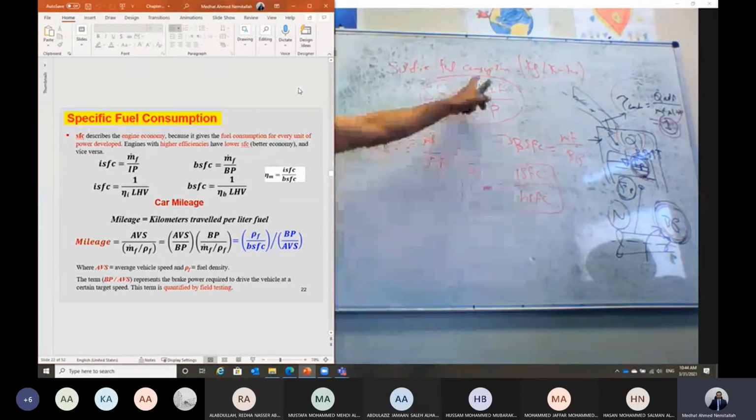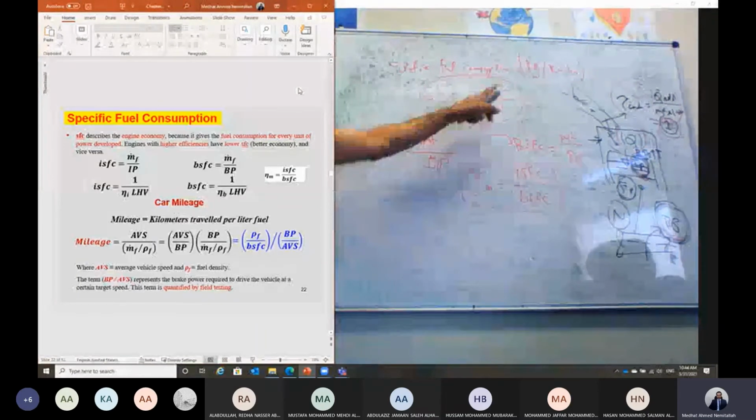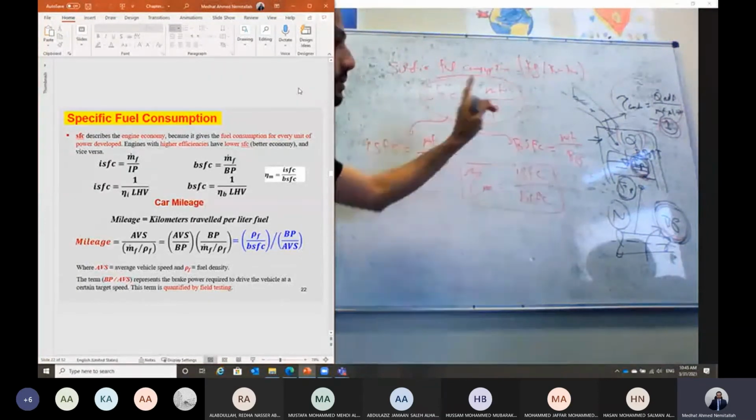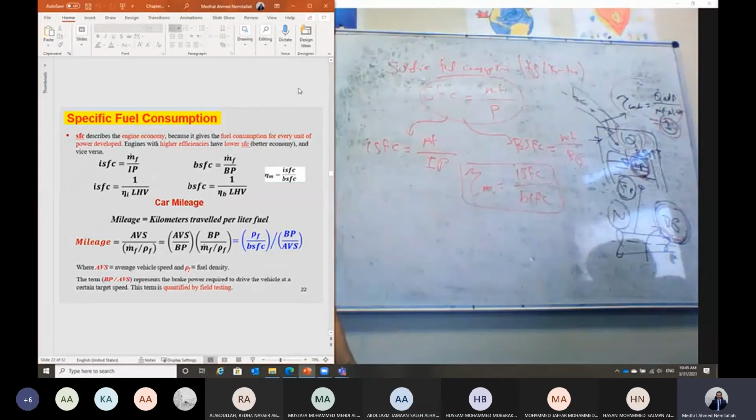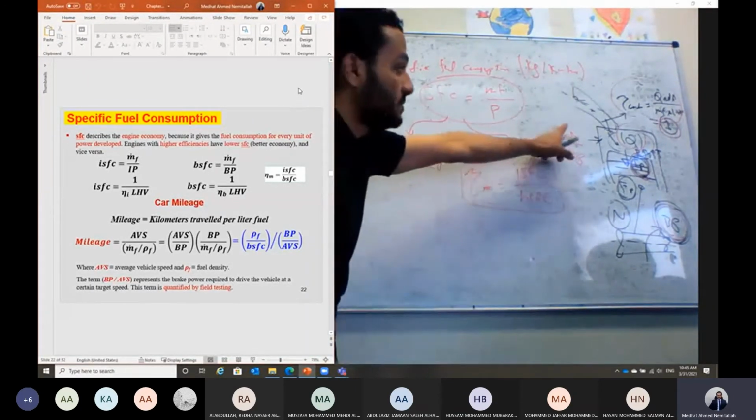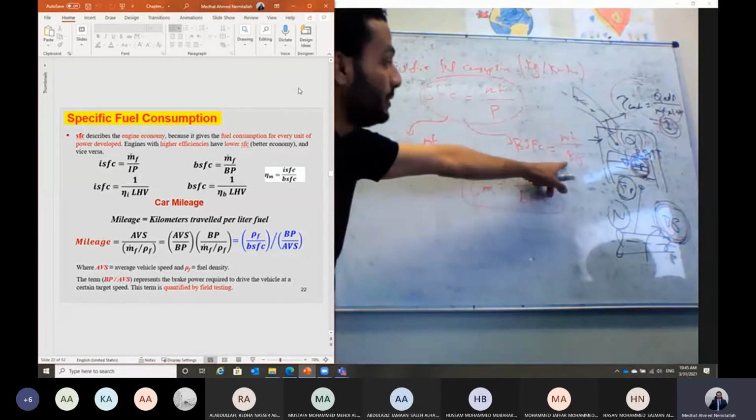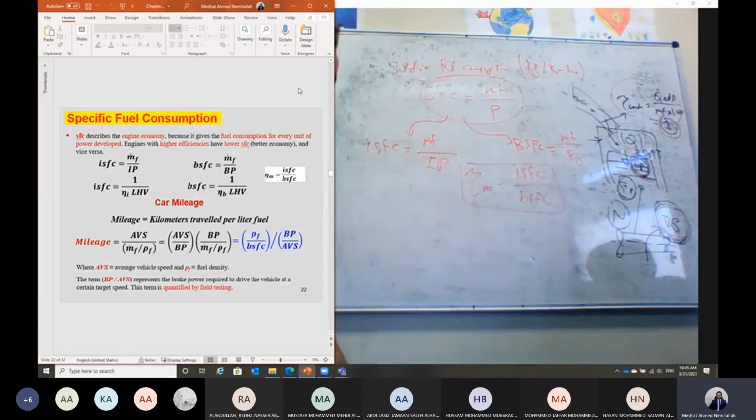We actually have to know the amount of mass flow rate of fuel consumed in order to produce a unit power output. Usually we are concerned with the brake specific fuel consumption, which is equal to the mass flow rate of fuel consumed per unit brake power output of this engine. Usually it is not represented this way. Usually if you go to the market and try to buy a car, he will just tell you something else.